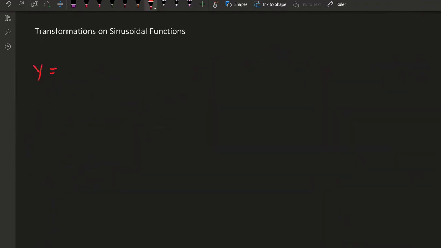Y is equal to A sine B (x minus h) plus k. Now, that might seem like it's a lot, but we've actually dealt with all of these pieces before. So let's talk about what all of these do to the parent function.